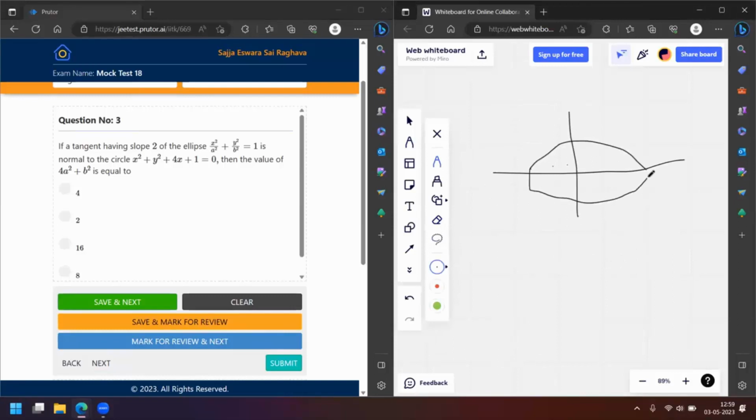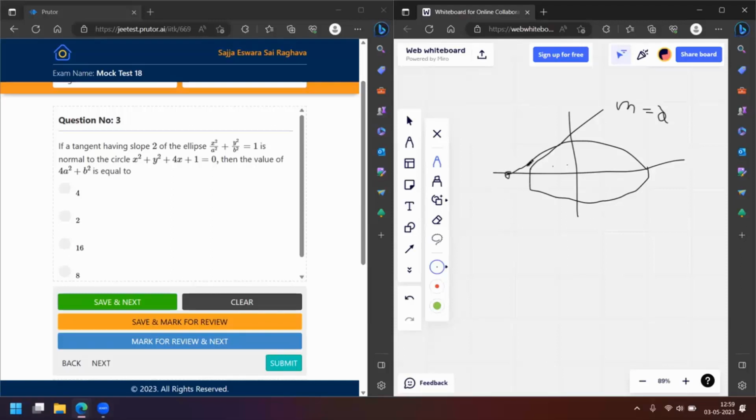This is again of the same form, x squared by a squared plus y squared by b squared equal to 1. And here we are given a tangent of a certain slope, and it is also given that this tangent is a normal to a circle. So from the circle equation we can get the center of the circle, which we will get as minus 2 comma 0. So it will be somewhere here.